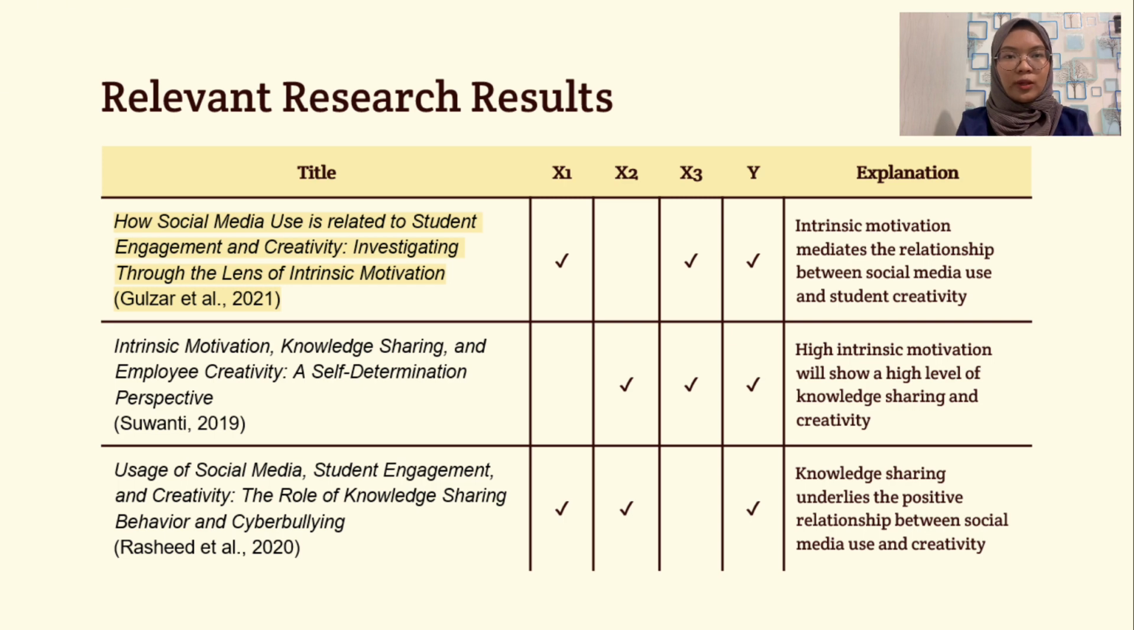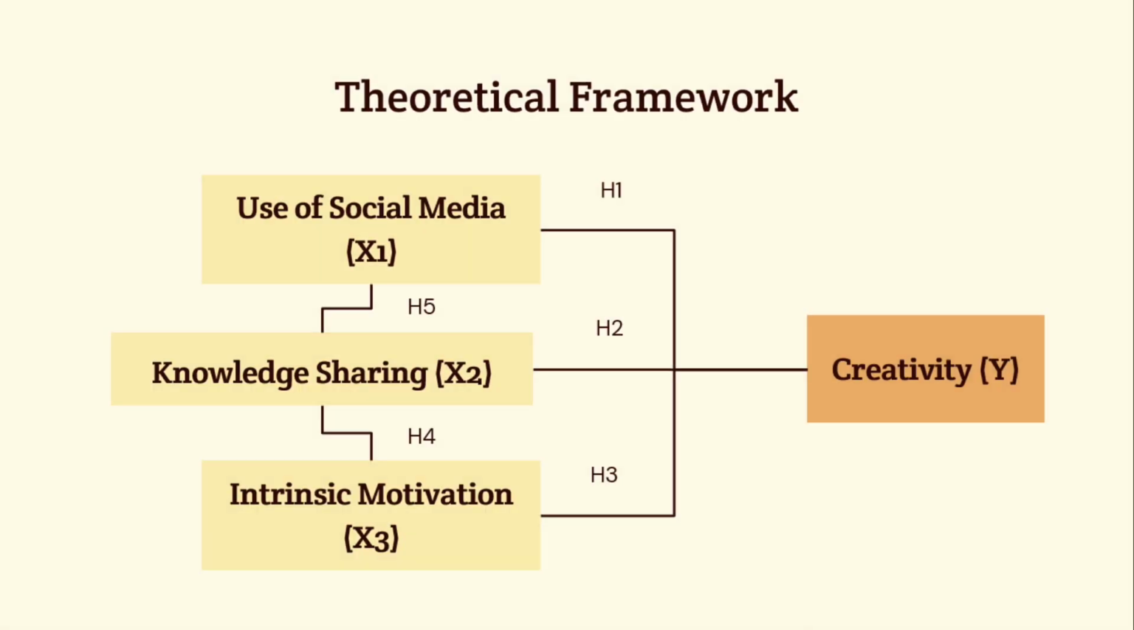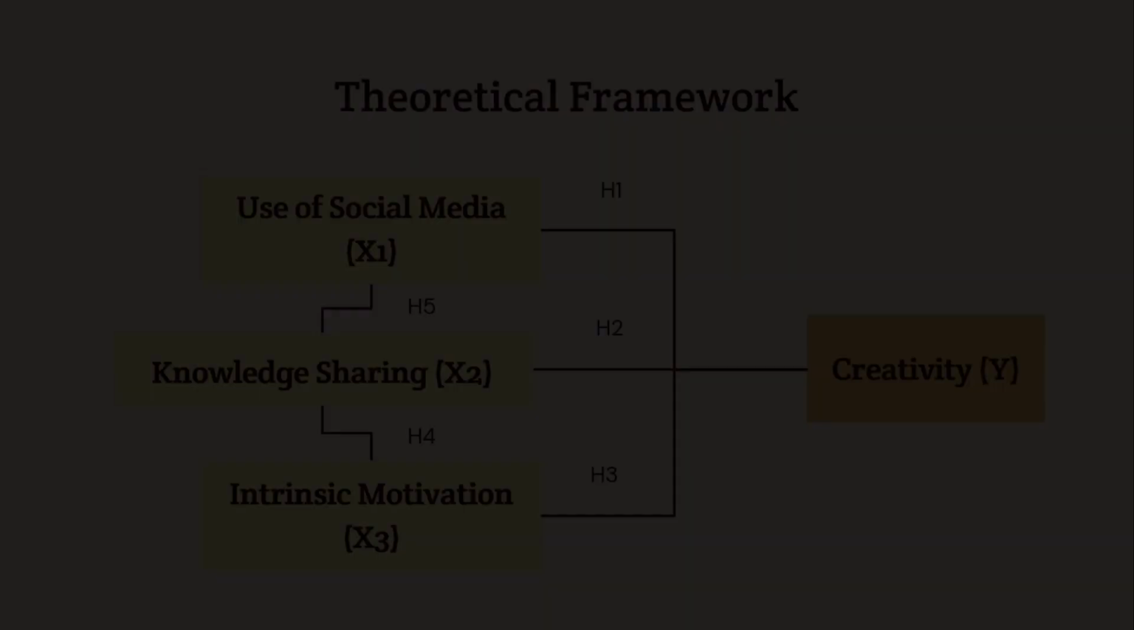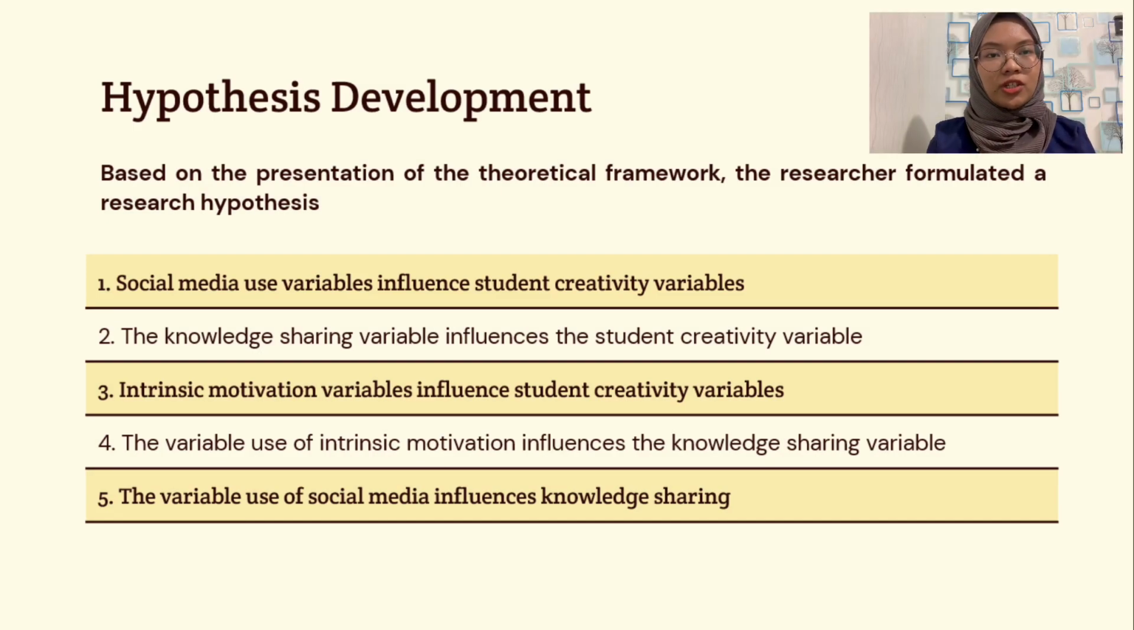I have collected relevant research results from 25 journals, and here I show 3 journals which are the main journals of this research. Each journal supports at least 1 to 2 of these research hypotheses. The following map is the theoretical framework of this research. Based on the presentation of the theoretical framework, the researchers formulated a research hypothesis.